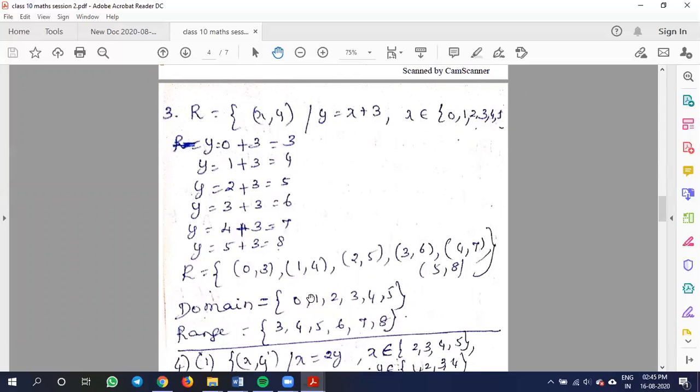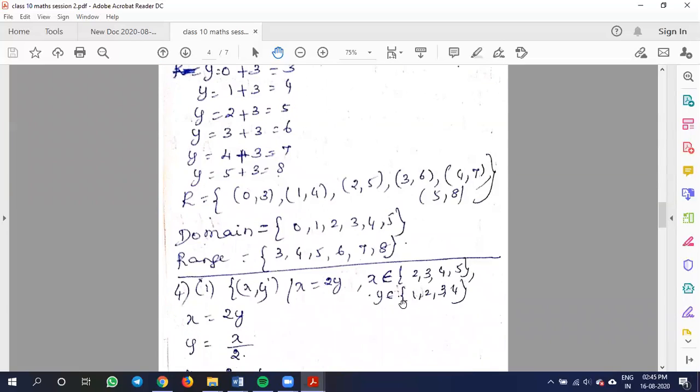Now the question is, write the domain. So for writing the domain, you have to take the first component of the relation: 0, 1, 2, 3, 4 and 5. That is called the domain. For finding the range, you have to take the second component: 3, 4, 5, 6, 7 and 8.